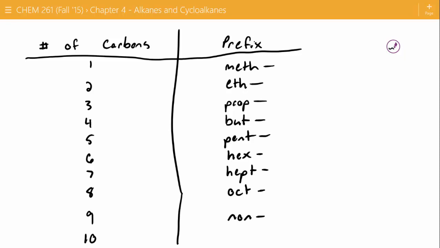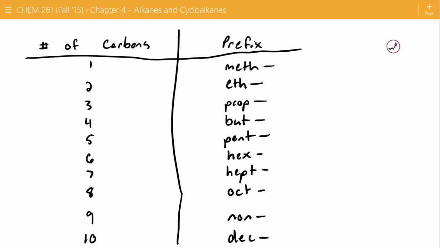9? Non. This one's a little bit weird. And then 10? Dec. So for example, if we had a chain that was 9 carbons long, and it was all carbon-carbon single bonds, what would it be called? Nonane. If it was 8 carbons long, what would it be called? Octane. So you oftentimes see that on gas stations. When you go up, it has an octane reading that lets you know how much octane is in your gasoline.